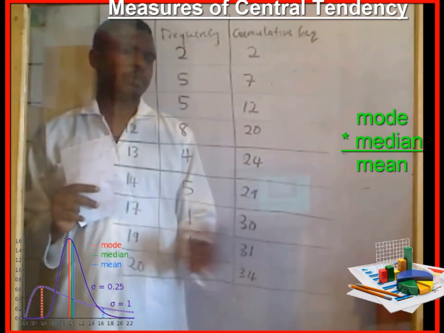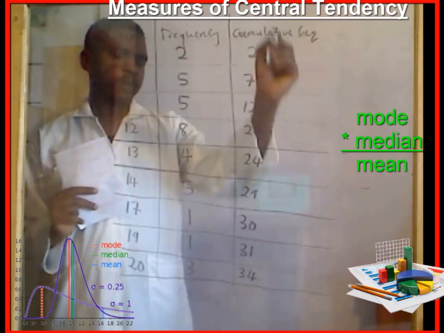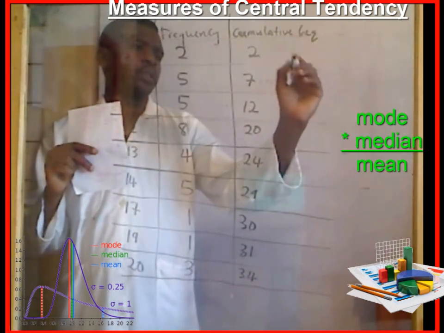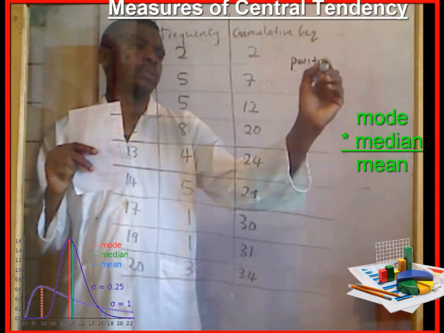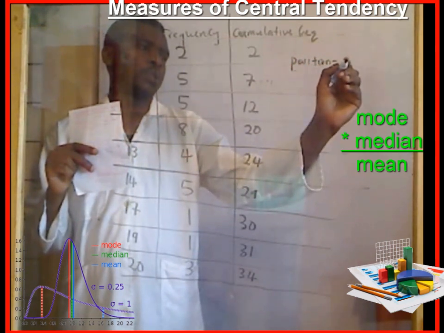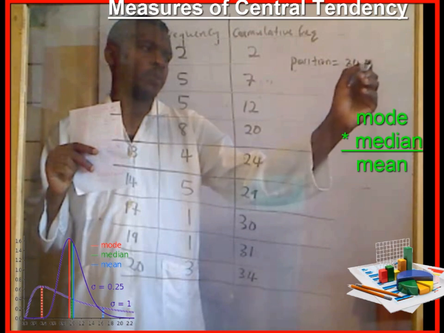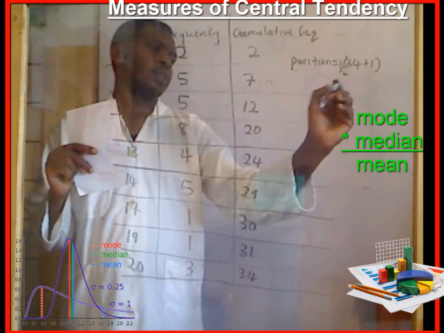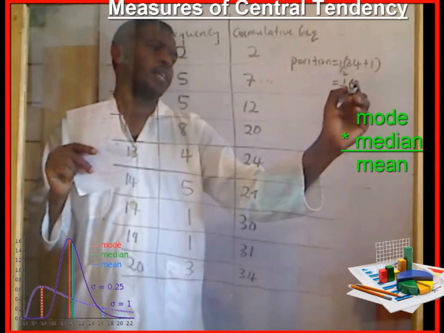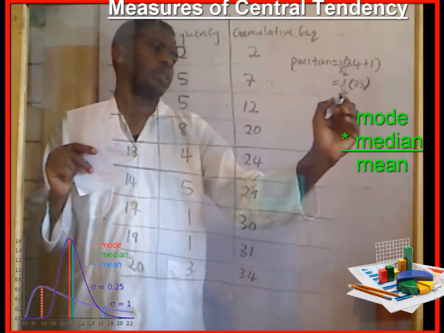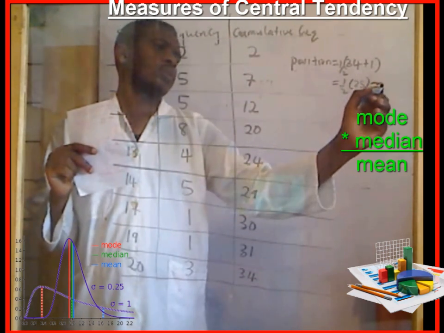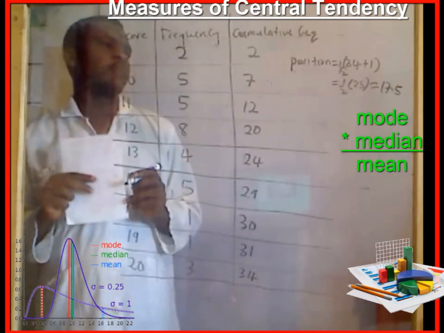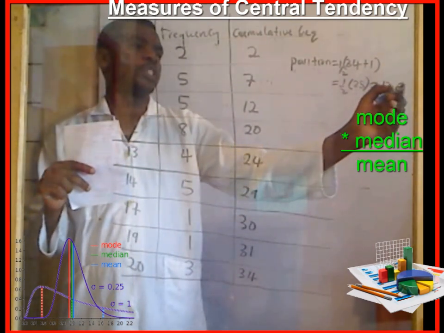There are 34 terms there. That is what our cumulative frequency tells us. So now, I'll say position will be equals to 34 plus 1 divided by 2. So this is half of 35, which is equals to 17.5. So the term at the 17.5 position.